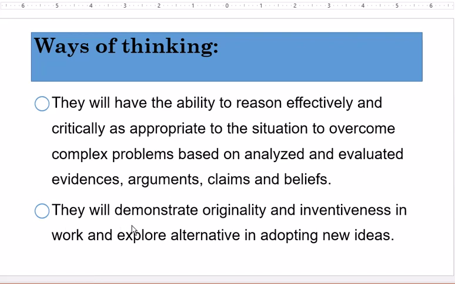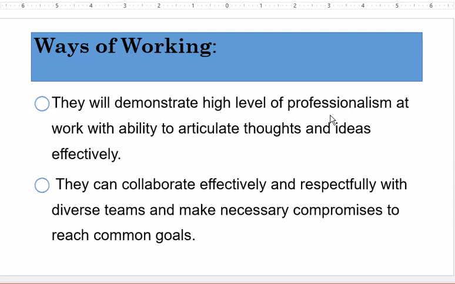And also they will demonstrate originality and inventiveness in the work and explore alternatives in adopting new ideas. So here basically it talks about how people's mindsets are changing in the 21st century skills. We have already talked about this, and even here we also talk about the ability to articulate their thoughts and ideas, which is actually at a higher order. So we must practice these kinds of things at college level.